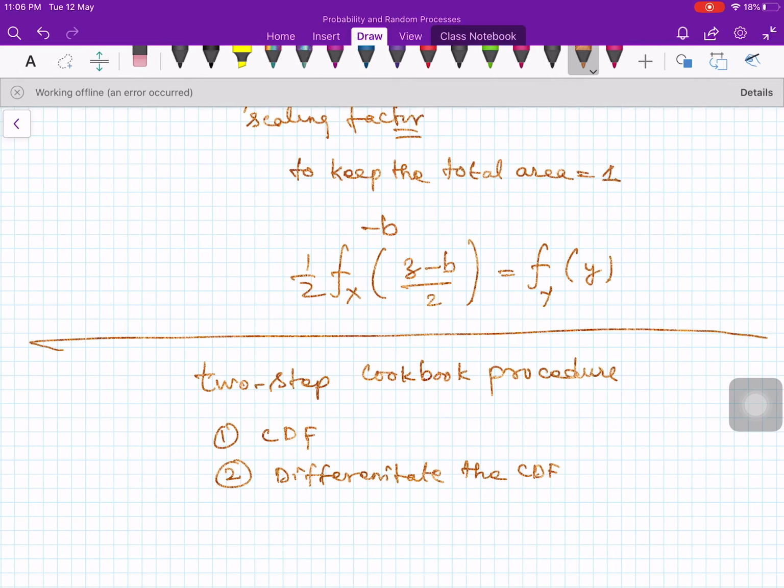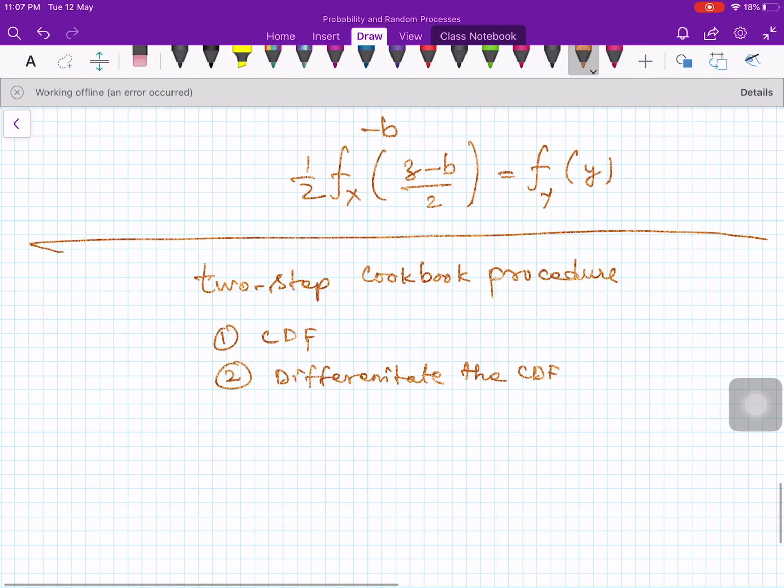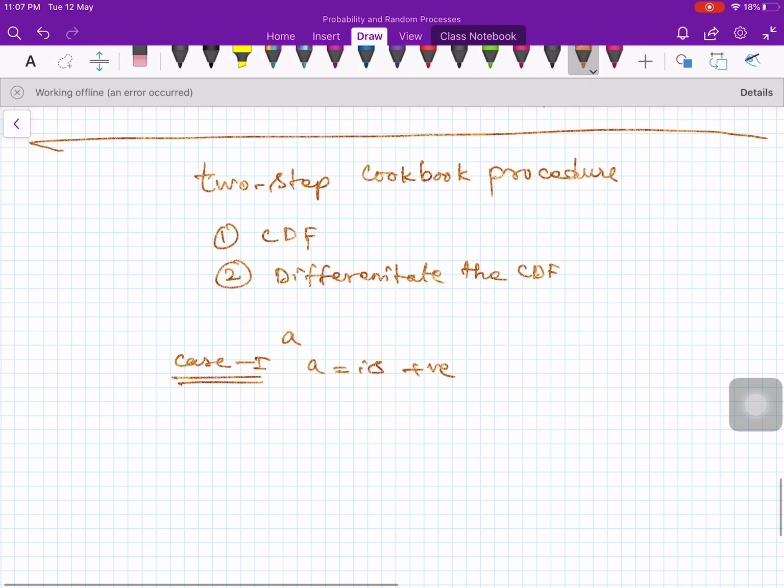I am going to do it under the assumption that A is positive. So I am going to consider two cases. Case 1, let me consider A is positive. In case 2, let me consider A is negative. Let us consider A is positive, as in the example that we just did till now. So what is the two-step procedure? We want to find the cumulative of y, and after that we are going to differentiate it.